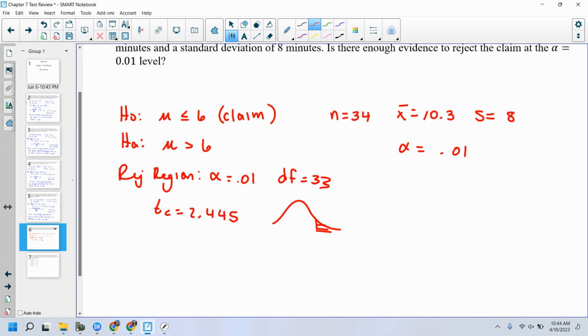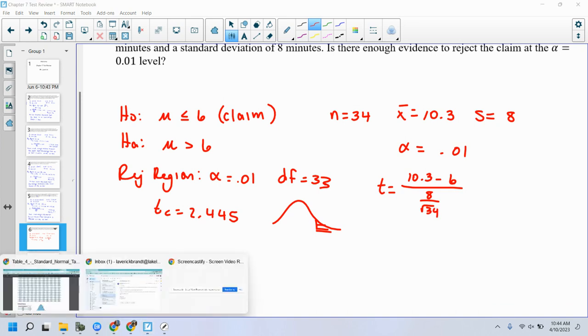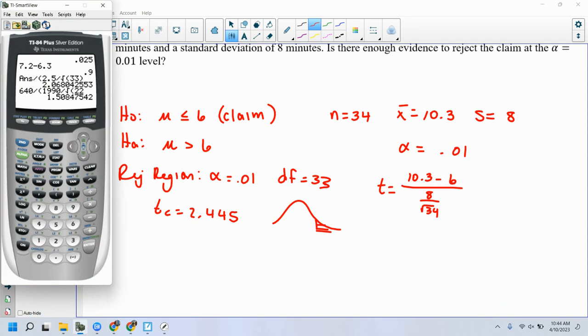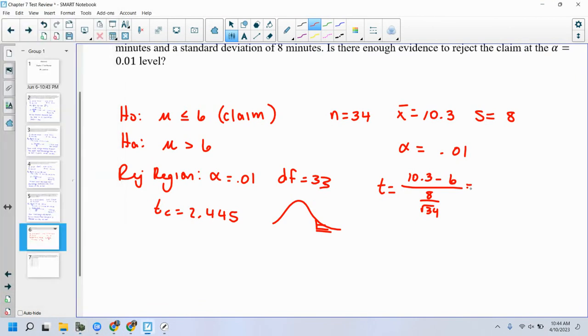All right. So let's take our t-score. T is going to be x bar minus mu over, sorry, not sigma, S divided by the square root of 34. It's a giant standard deviation. 10.3 minus 6, so 4.3, divided by 8, divided by the square root of 34. 3.13.